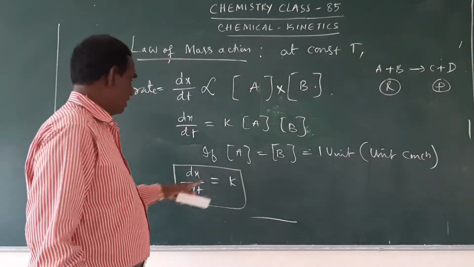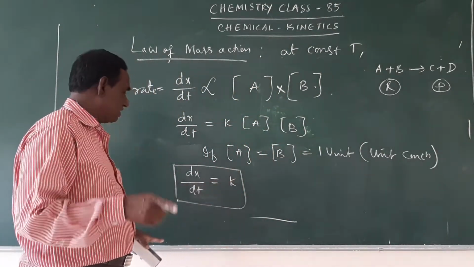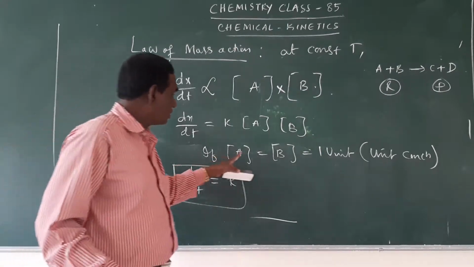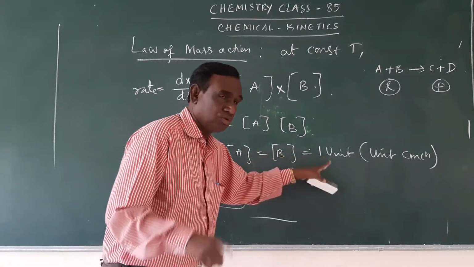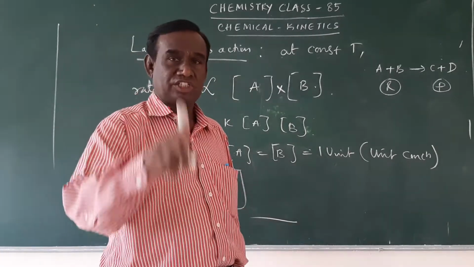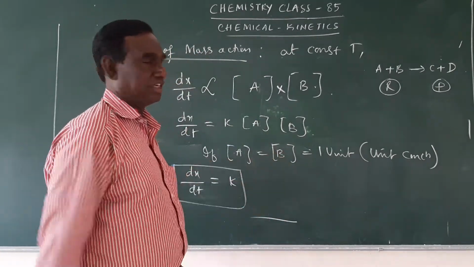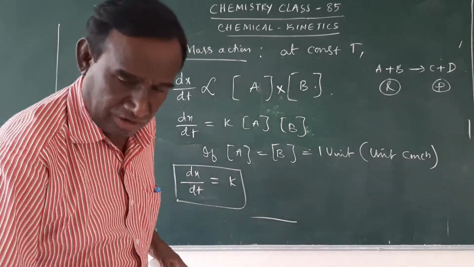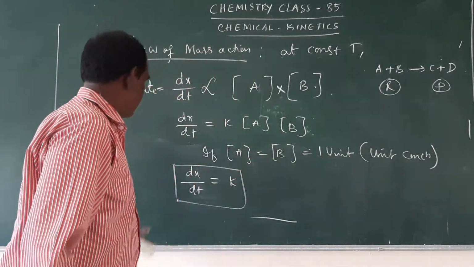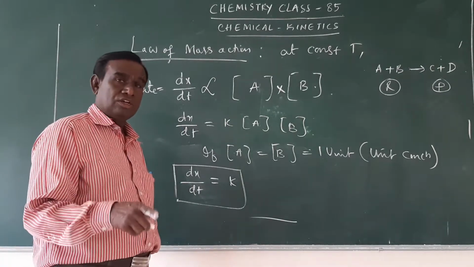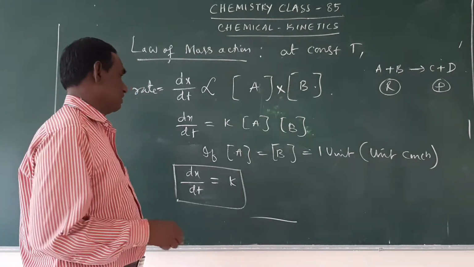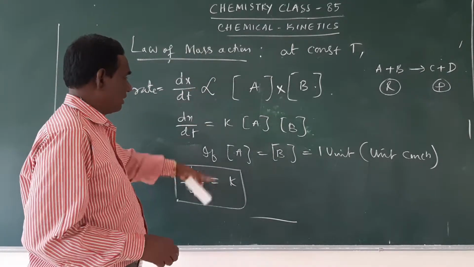So therefore, the rate constant K is defined as the rate of the chemical reaction at which the concentrations of the reactants are equal to unity, that is, unit concentration. That is how you can express the rate constant. The rate constant is defined as the rate of the chemical reaction at unit concentration of the reactants. That is the rate constant.